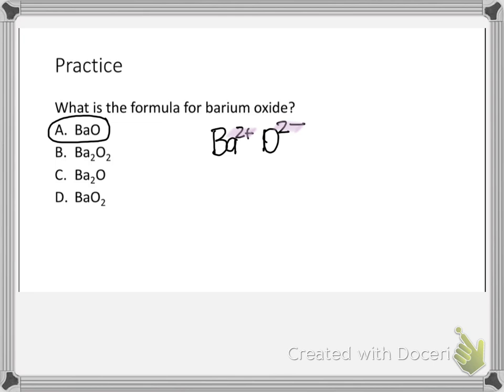So writing formulas for ionic compounds is actually a very useful thing. We encounter a lot of ionic compounds, and it's something that you should practice. So good luck practicing, and let me know if you have questions.